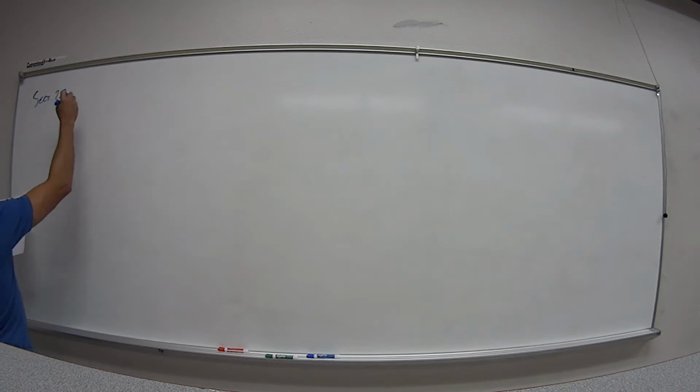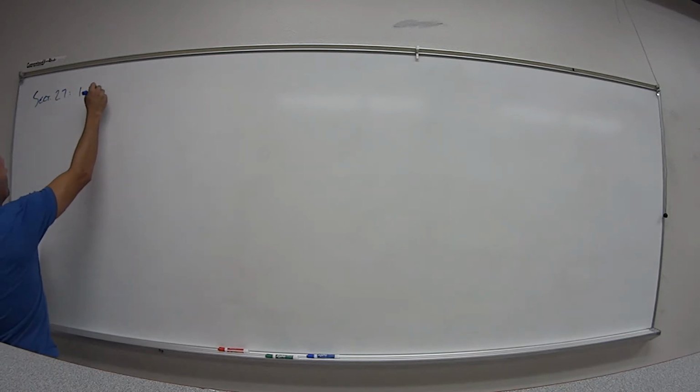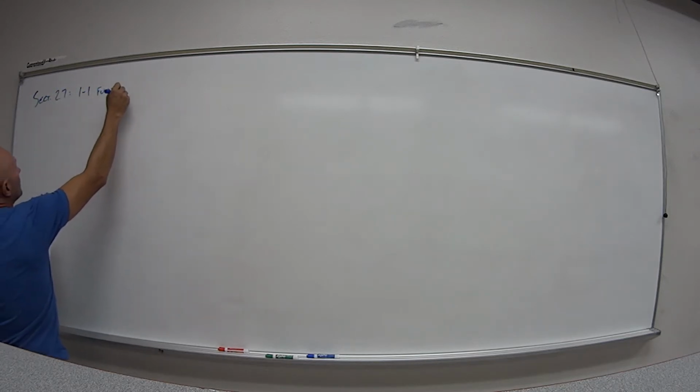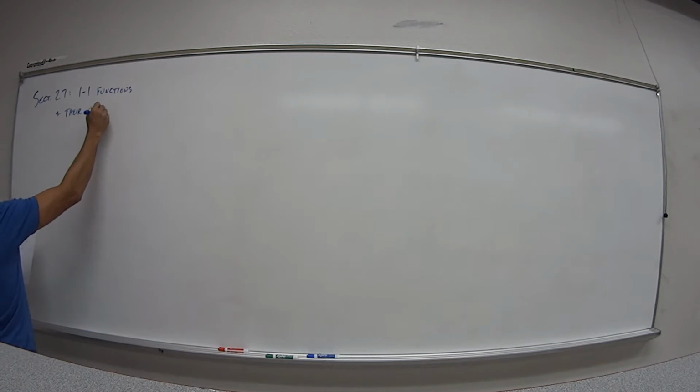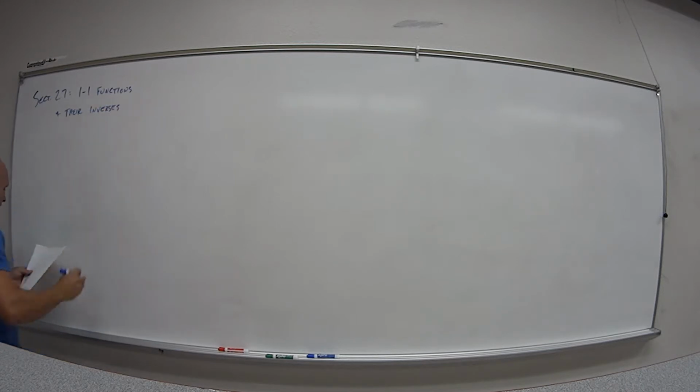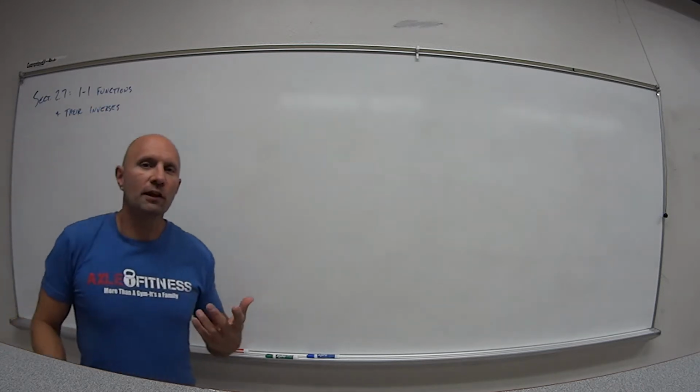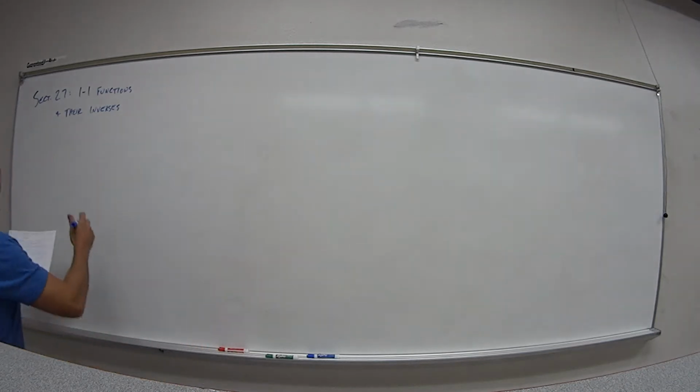In this section, we're going to be looking at what's known as one-to-one functions and their inverses. So, first, let's look at a definition of what is a one-to-one function.